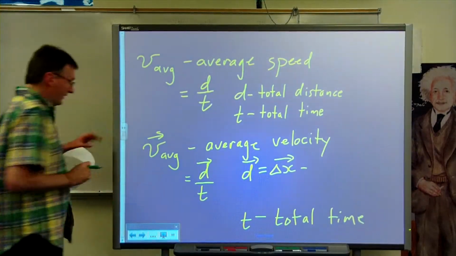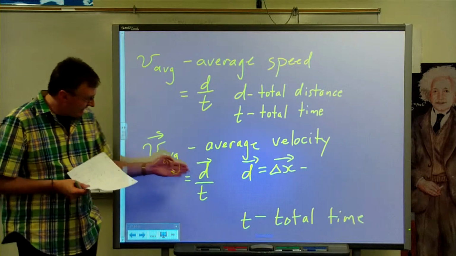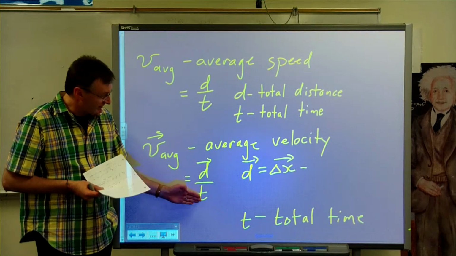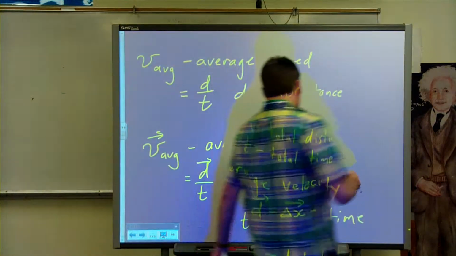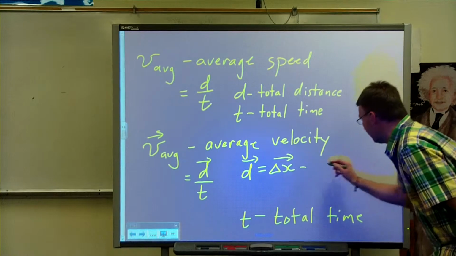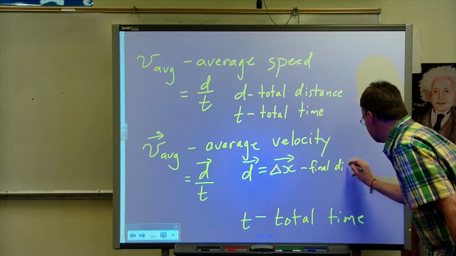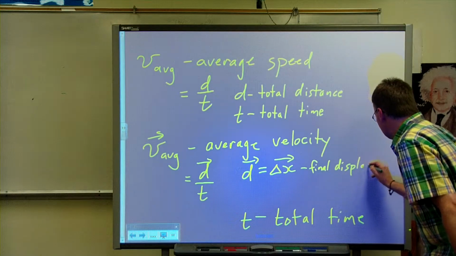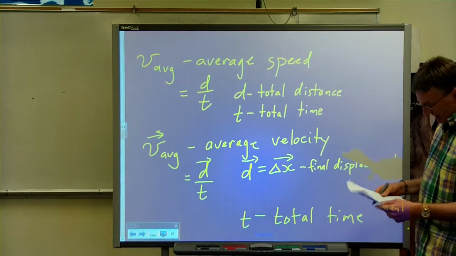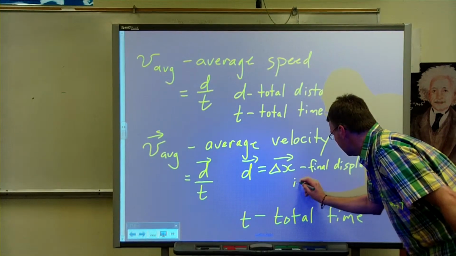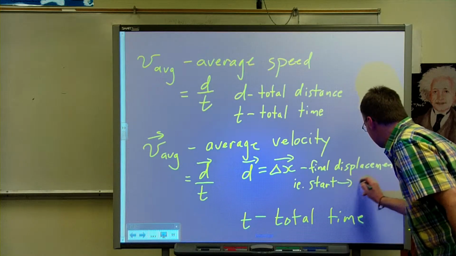All right. Now, average velocity, on the other hand, is the displacement vector divided by the total time. So the displacement vector is the final displacement of the object, and that is, again, from just simply the starting point to the finishing point.